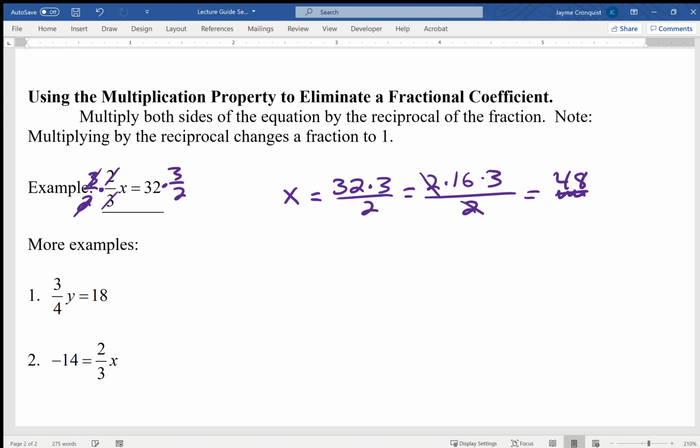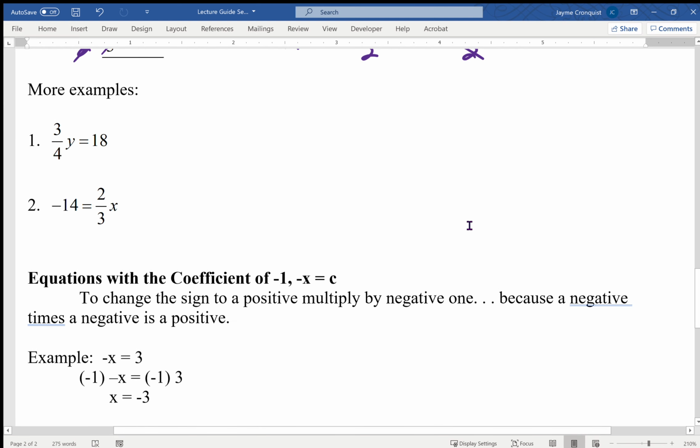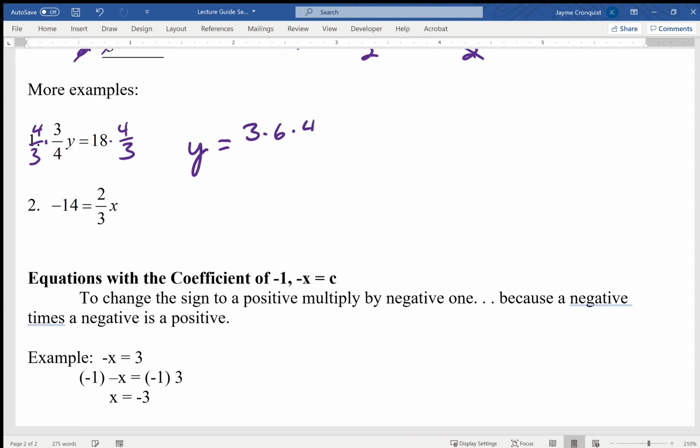Oops, I don't have the half anymore. So it's just 48. Okay. Now we're going to multiply this by the reciprocal, 4/3. So that leaves me with y equals, well, 18 is 3 times 6. And I still have that 4 on top, but I factored the 18 so I could see the 3's to get rid of. I'm left with 6 times 4, which is 24.